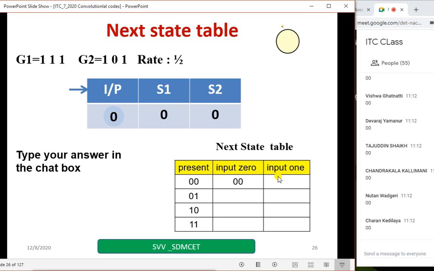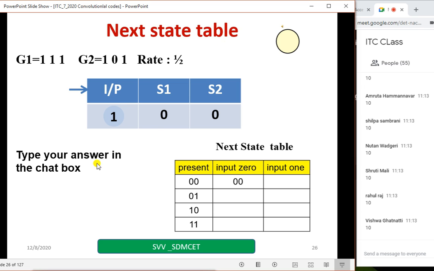Observe carefully. Now what I do, I give input as 1. What is the next state? Can you type in the chat box? Very good, Karthik. It's 10. Rohan, Abhay, Simran, Pragati, 10. I want all of you to type so that I will understand that you are following. Amrita, all are typing 10.